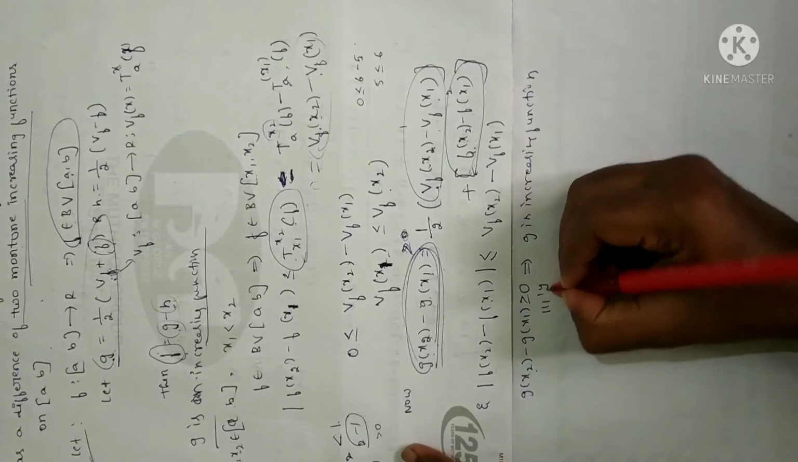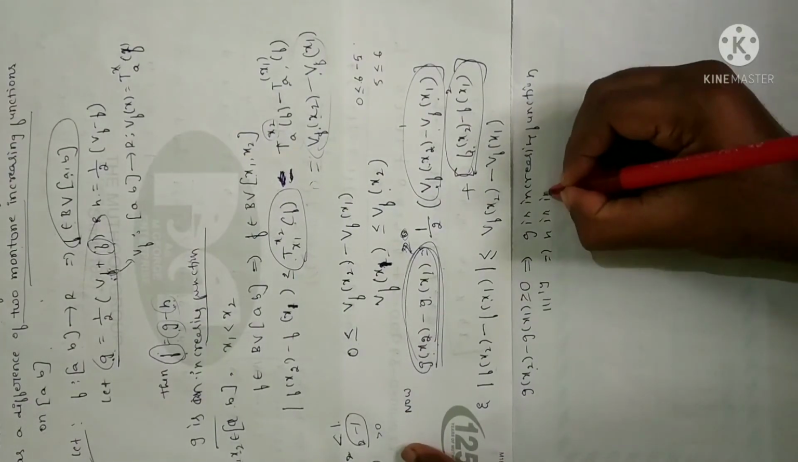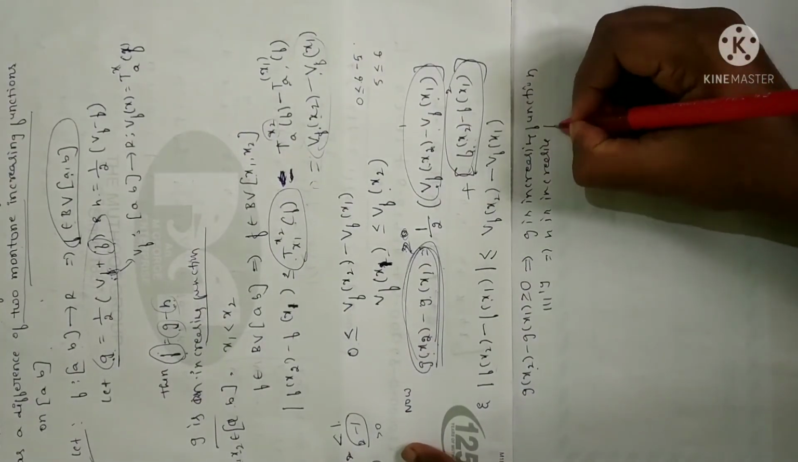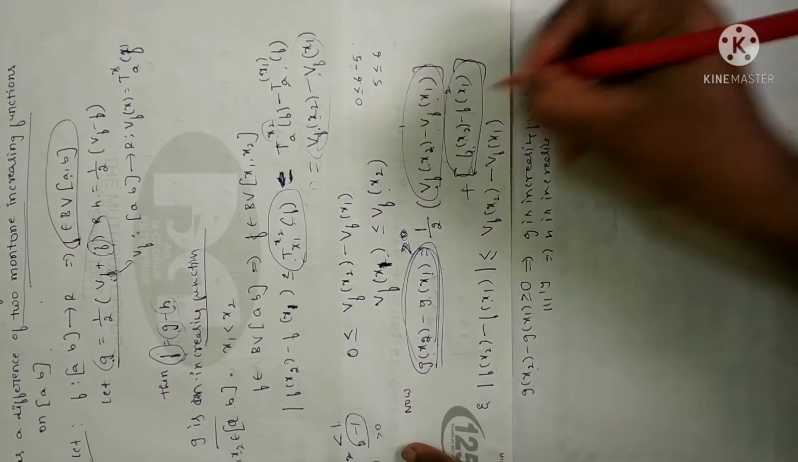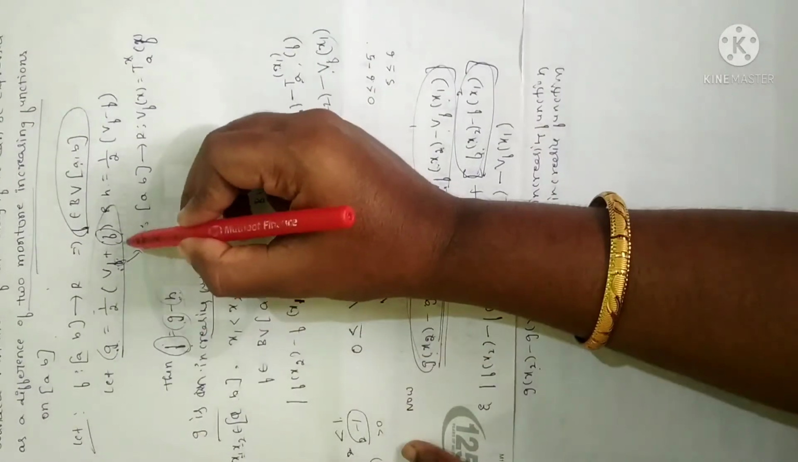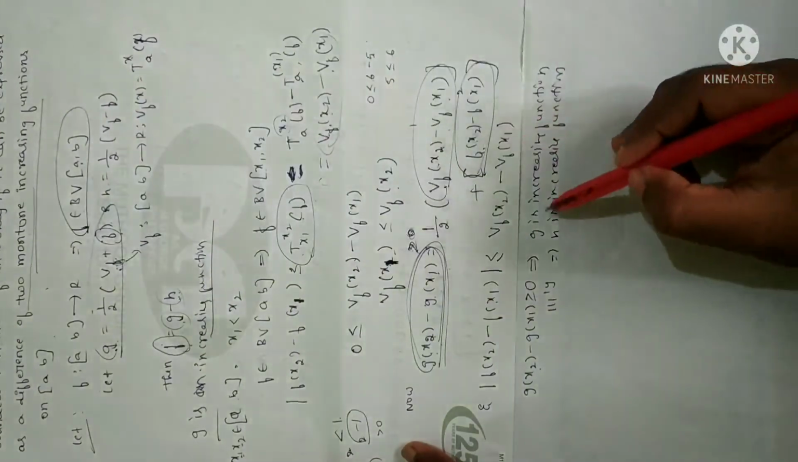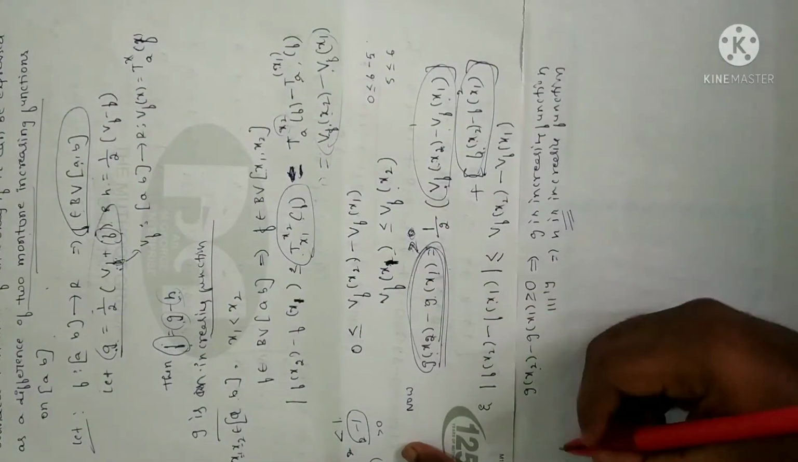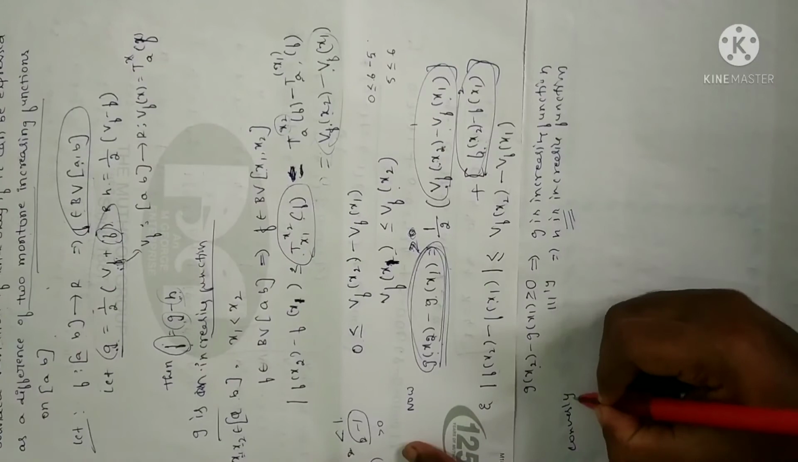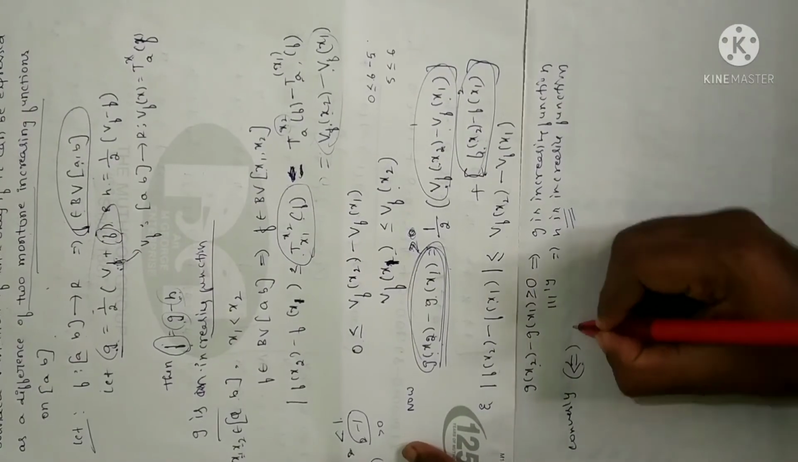Similarly, following the same procedure, we can prove that H is also an increasing function. Fine, one part we proved: we have assumed that F is a function of bounded variation, and we have proved that G and H are increasing functions. Now the converse part we need to prove. Conversely, so this is the symbol for the converse part.